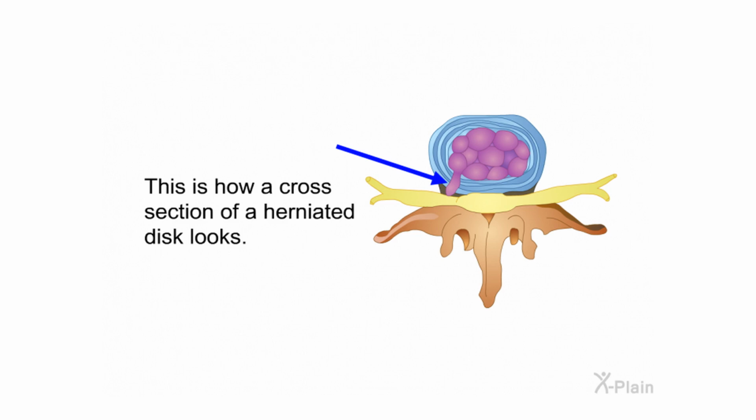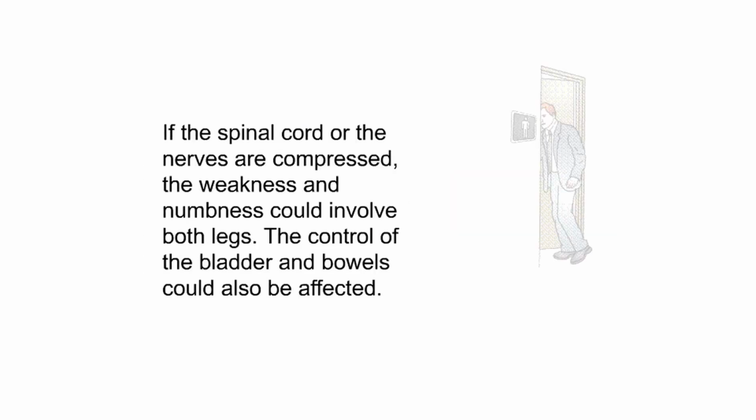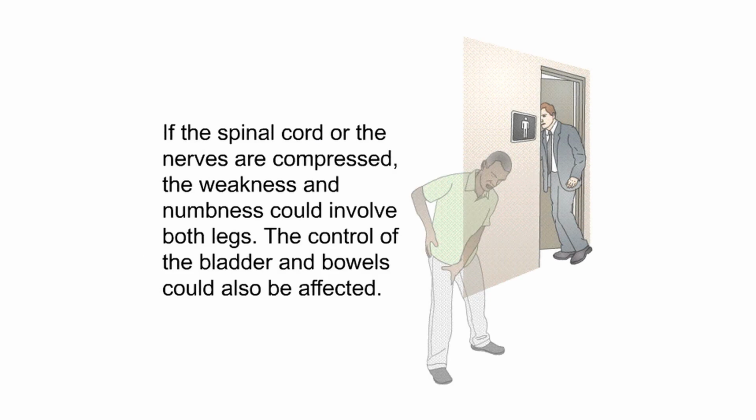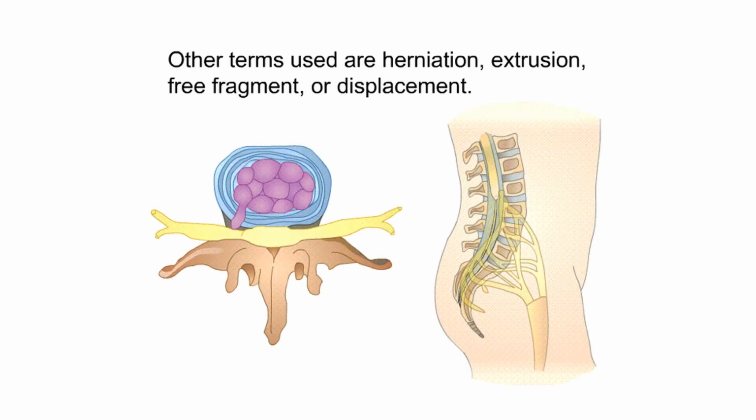This is how a cross-section of a herniated disc looks. Thickened ligaments and herniated discs may compress the nerves, producing the already mentioned symptoms of pain and weakness. If the spinal cord or the nerves are compressed, the weakness and numbness could involve both legs. The control of the bladder and bowels could also be affected. Other terms used are herniation, extrusion, free fragment, or displacement.